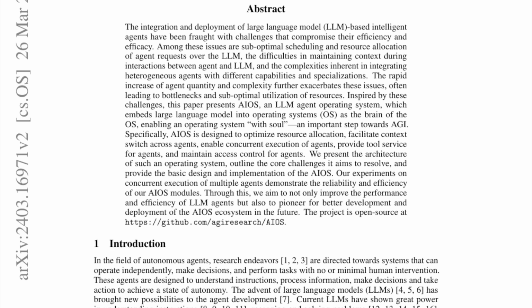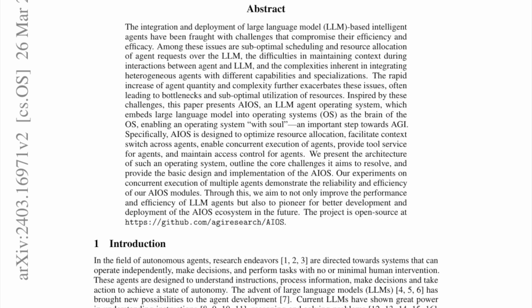utilization of resources. Inspired by these challenges, this paper presents AIOS, an LLM agent operating system, which embeds large language model into operating systems, OS, as the brain of the OS, enabling an operating system with soul, an important step towards AGI. Specifically, AIOS is designed to optimize resource allocation, facilitate context switch across agents, enable concurrent execution of agents, provide tool service for agents, and maintain access control for agents.